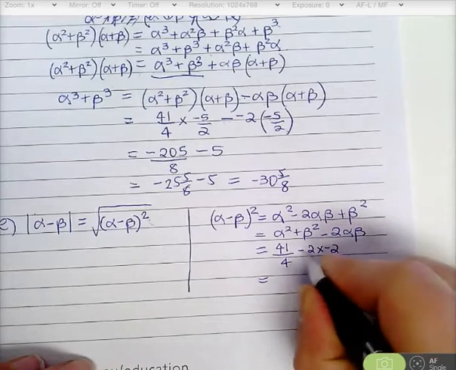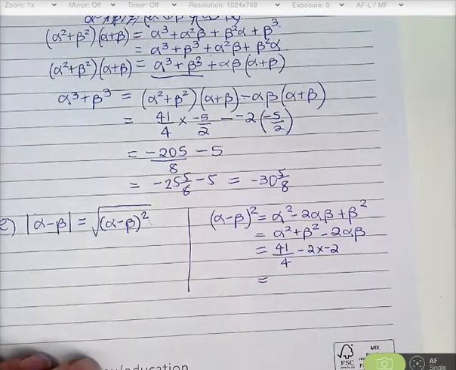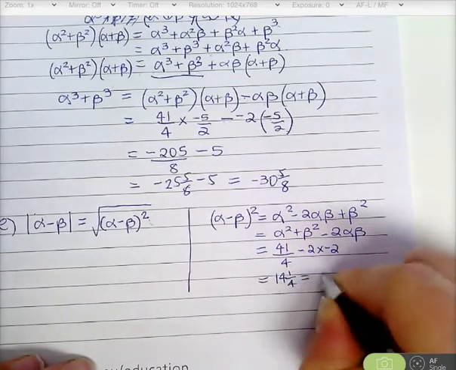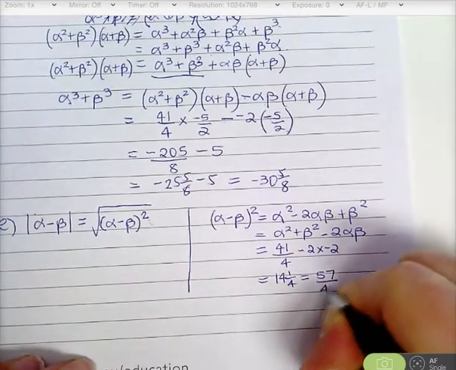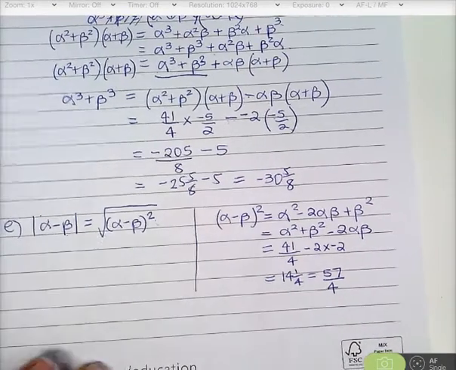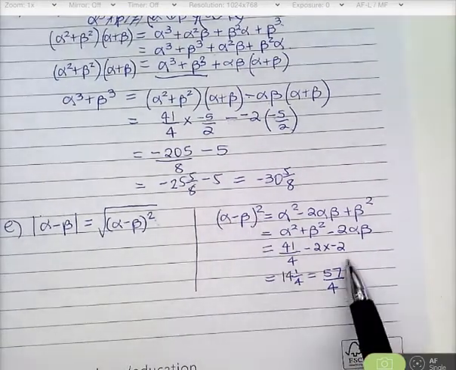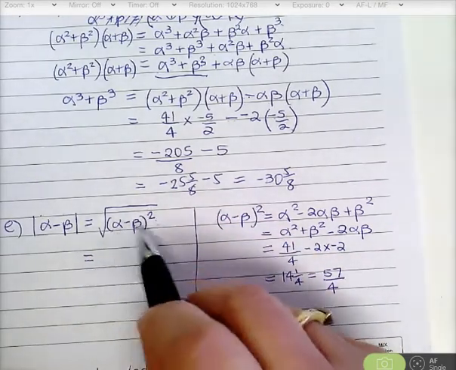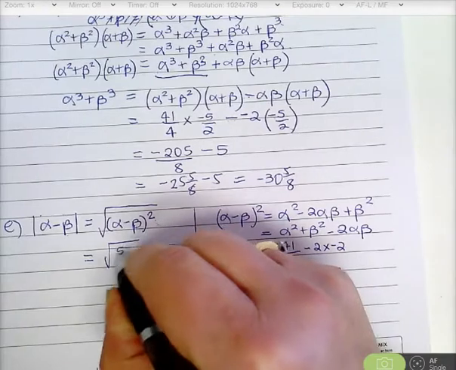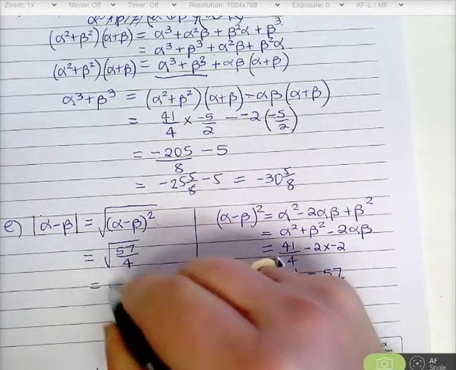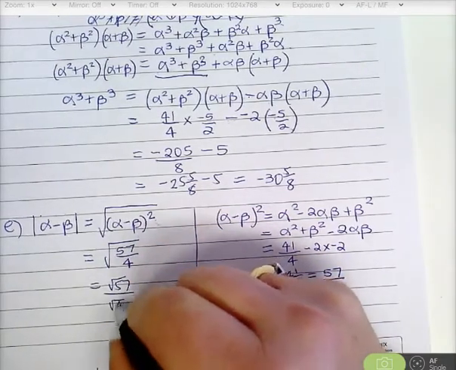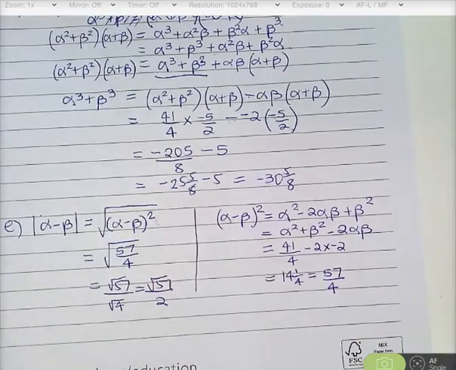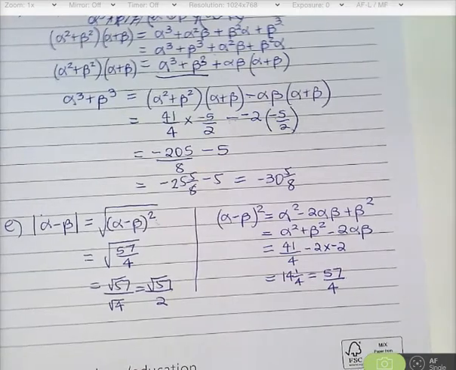So that's 10 and a quarter plus 4, which is 14 and a quarter, which happens to be, as an improper fraction, 57 over 4. So therefore, alpha minus beta all squared is 57 on 4. So therefore, the square root of alpha minus beta all squared is the square root of 57 on 4, which is the square root of 57 over the square root of 4, which is the square root of 57 on 2. Okay? And that's part E.